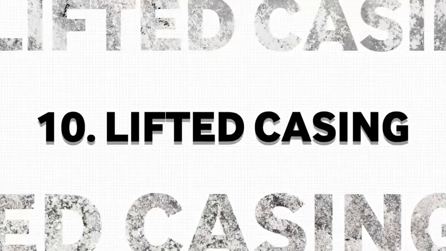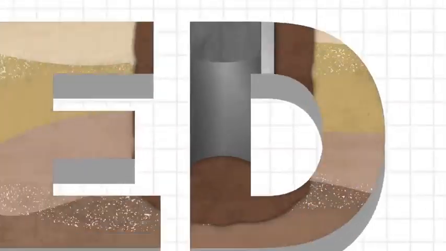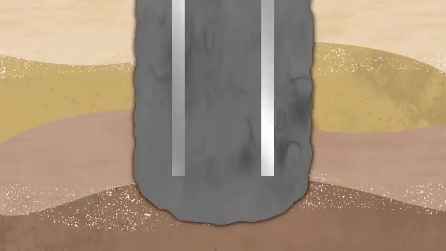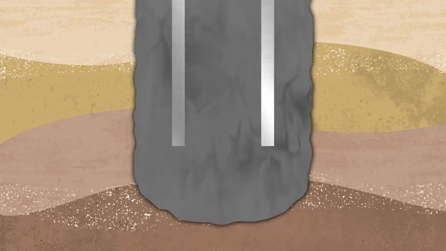Lifted casing is when the casing rises out of the hole or lifts off the slips or elevators. Casing strings lift out of the wellbore when buoyancy and pressure forces are greater than the weight of the casing. The best method to prevent casing lift during the cement job is to slow down the pump rate.